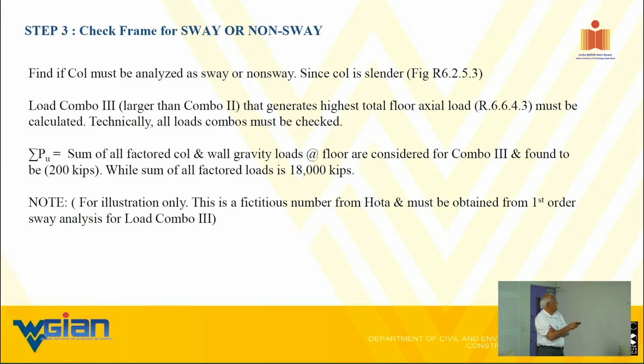Again, there's guidance given in the code. The load combination is provided there as per the code. So P sub U, the sum of all factored column and wall gravity load at the floor, is considered for combination 3. That's found to be 200 kips, while the sum of the factored loads is 18,000. These are given to you. If they are not, you need to find out from the analysis. I made it very clear, all the numbers are only for illustration purposes. This is a fictitious number.